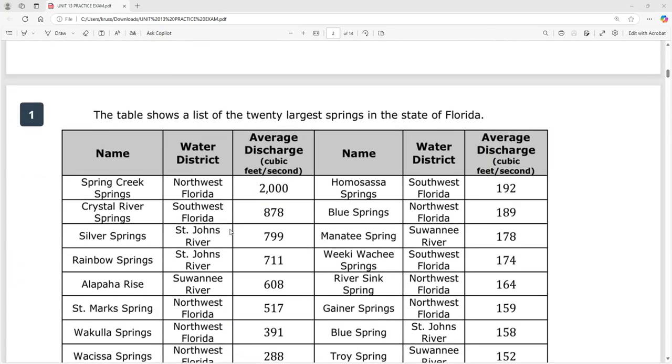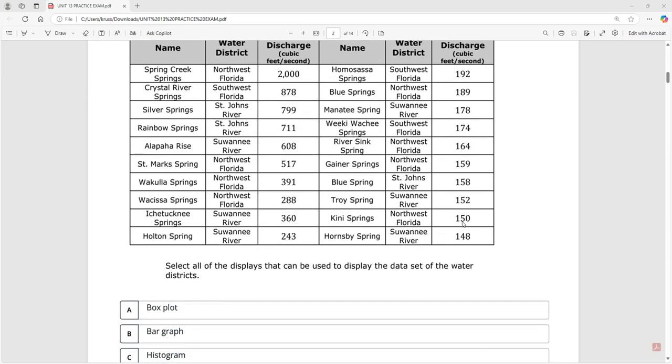Going to number one. Here's a table that shows a list of 20 of the largest freshwater springs in Florida. They discharge a bunch of fresh water, like an underwater river getting spit out into these springs. And this is the region where they live, the district. For here, these are the water districts, and this is the actual number of cubic feet per second of water. So this gives us a numerical value of how much water is getting spit out per second.